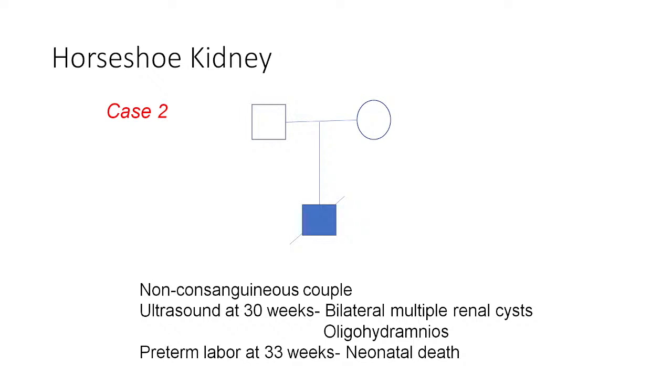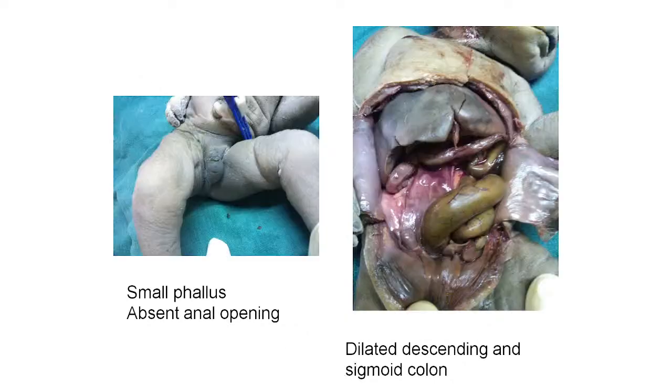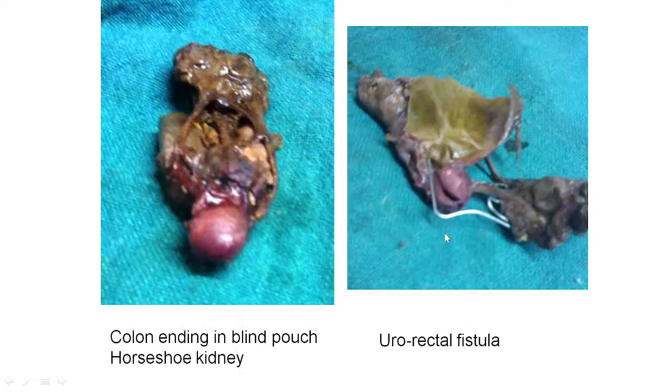Because sometimes these anomalies can have a combinatorial effect. So, this horseshoe kidney has a cystic renal disease also. Okay. So, here this is an abdominal wall opening and small phallus and absent anal opening, dilated descending colon and sigmoid colon, because there is an imperforate anus. So, naturally the intestinal bowel will have a dilatation and it is obscuring the other internal organs.